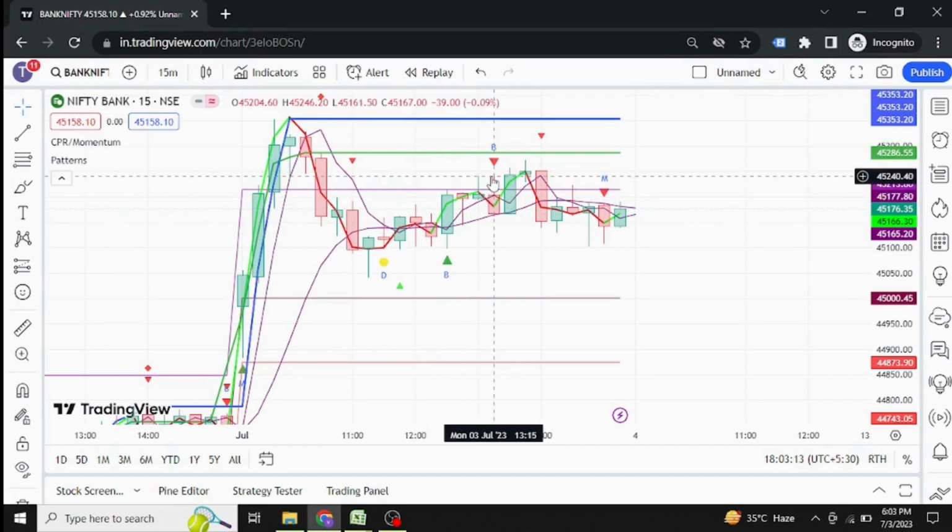As I've told you, there is one thing you need to understand: suppose we entered over here, because this candle has closed over here.